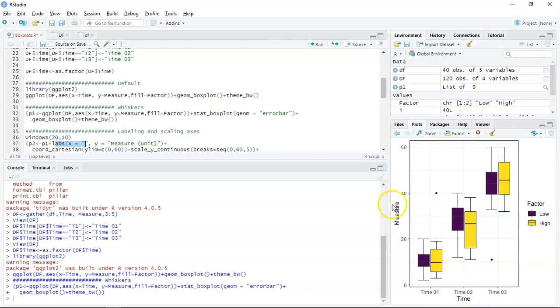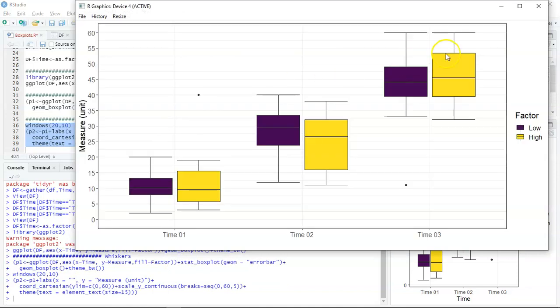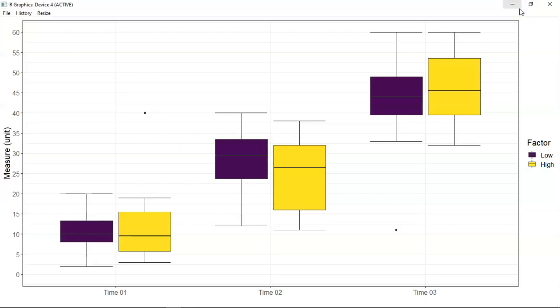The measure obviously should have its unit, so I'm specifying the measure with a unit. And then I'm scaling the x and y axes. I'm scaling just the y axis and increasing the text size. And this is the graph that I get back, which I feel is quite a good graph.